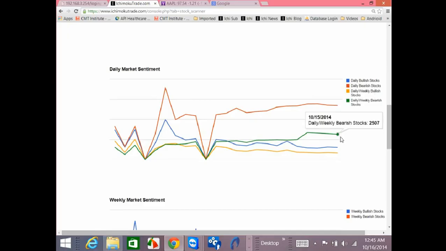Or if anything, you look at the daily, weekly. I mean, look at this. There's 2,500 stocks below the cloud on both the daily and weekly, agreed? And over here, how many are above the cloud? 642. That's 3 times more bearish stocks than bullish. 4 times, sorry. So how can we be in a bullish market? You guys see that? Any questions?